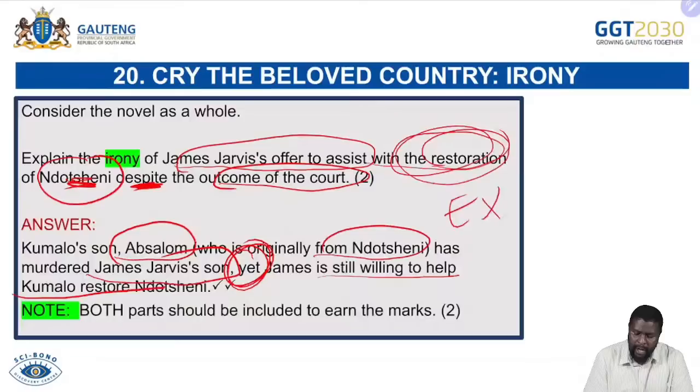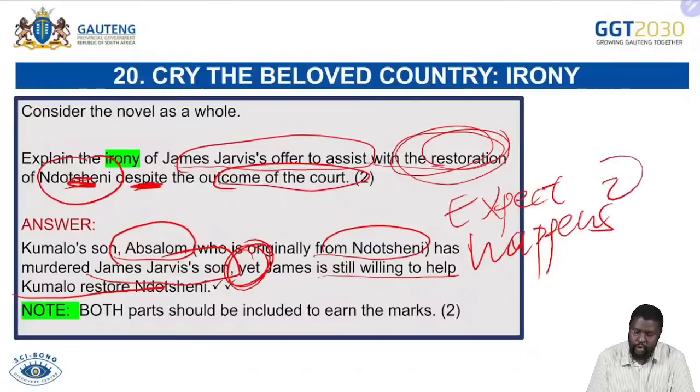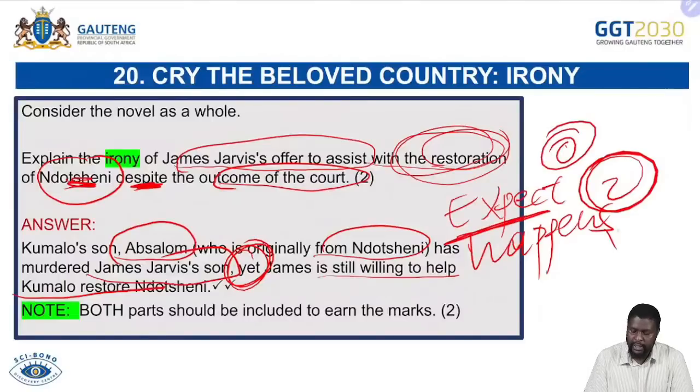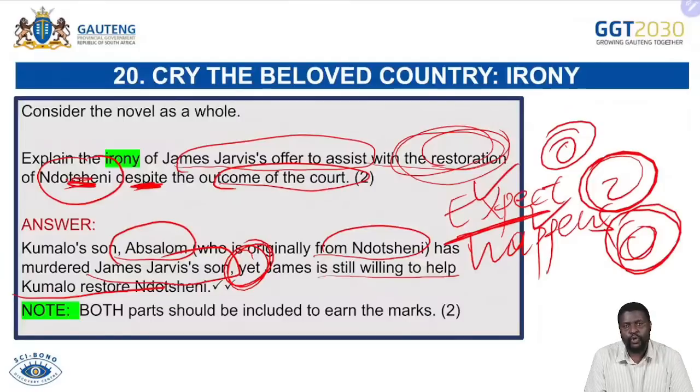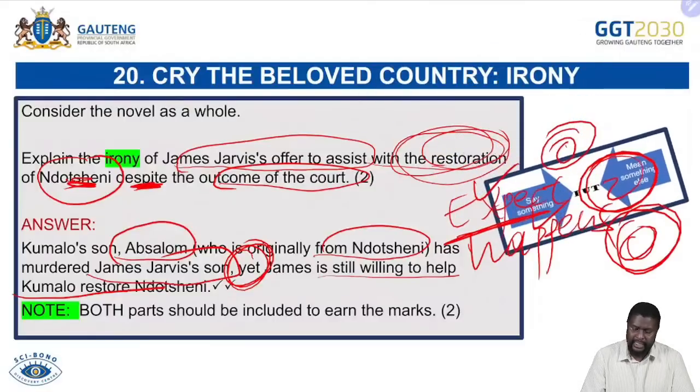You must say what it is that was expected and what happens. These two will earn you both marks. If you mention one part, you get 0. If you mention the second one, you still get 0. You must mention both for you to get 2 marks. What is it that is expected and what actually happens? Then you will get your 2 marks in the examination. Right, let's move on.